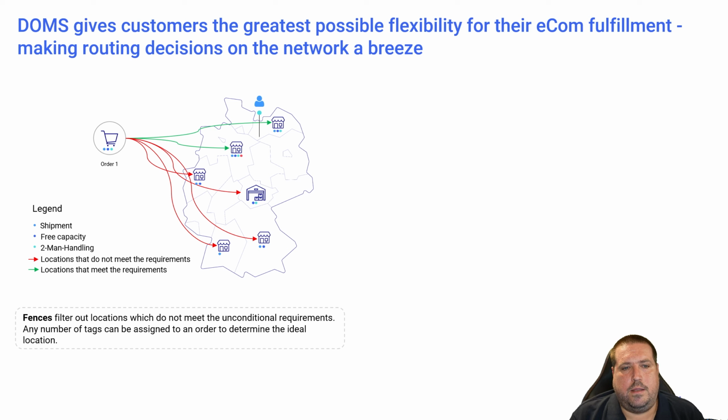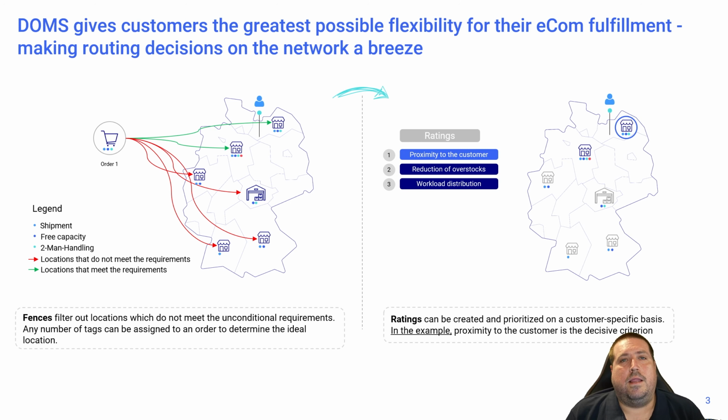We see the 4 in the mid and south, they are out. They either are not able to ship, or they don't have two-man handling, or they don't have free capacity, so they are out. But you see the other 2 stores there survive, so these 2 stores would be able to fulfill that after the fences. So the fences are done.